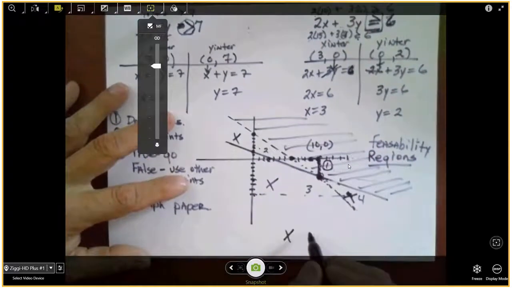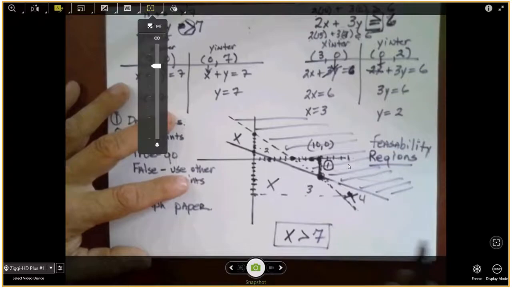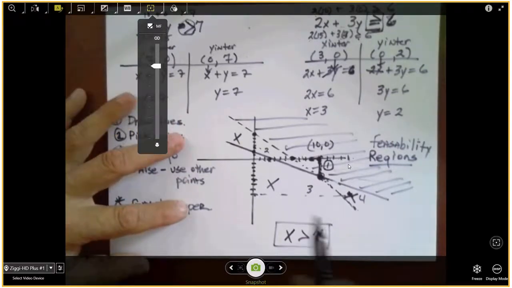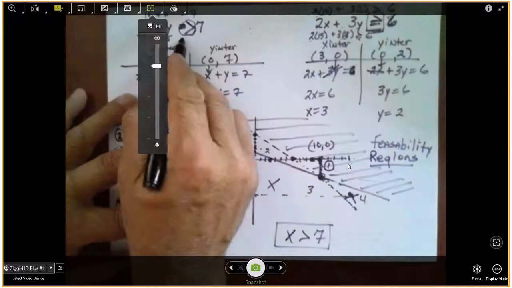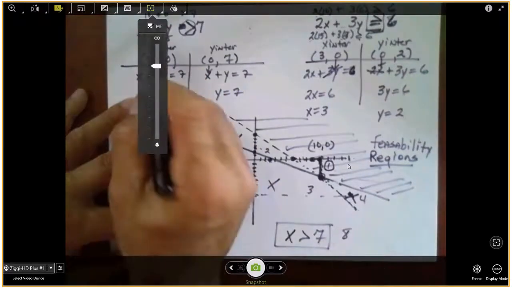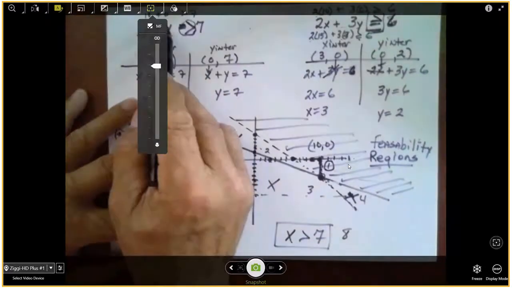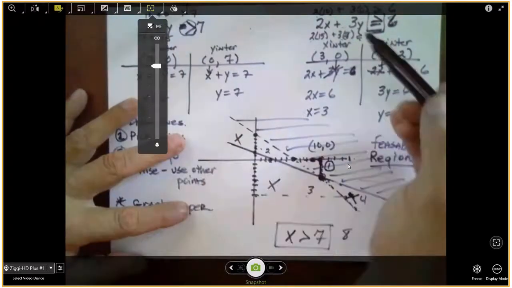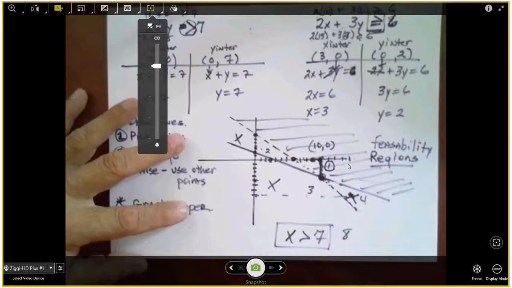x is greater than 7 is your answer. Okay? Because you cannot use 7 right here, so you have to use 8. Will 8 work? 8 plus 0, yes. Will 9 work? Yes. Will 8 work over here? Yes. Okay? So this is your answer.